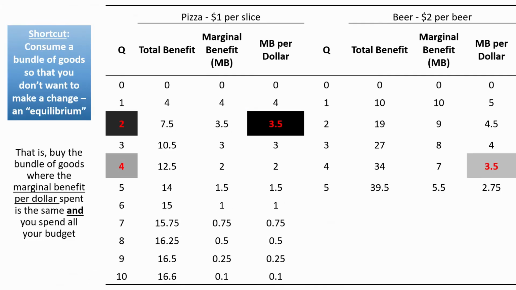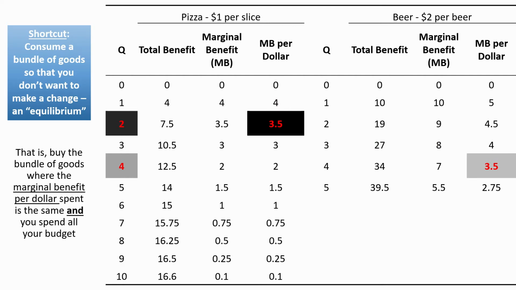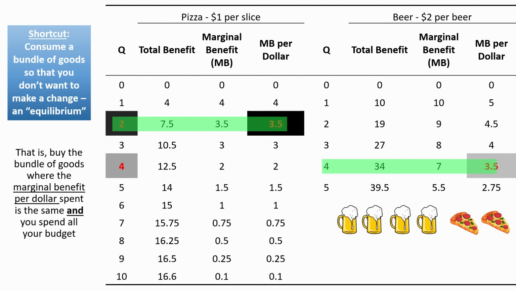As you can see, when the consumer has a marginal benefit per dollar of 4, that's at 1 slice of pizza, you can look across at the table for beer and see that the marginal benefit per dollar is also 4 for beer when there's 3 beers. But the problem is 3 beers cost $6 and a slice of pizza costs $1, so that's just $7. That isn't the solution because it doesn't spend the entire $10 budget. In contrast, when you look at the second slice of pizza, the marginal benefit per dollar is $3.50, and the marginal benefit per dollar of a fourth beer is also $3.50. Curiously, that's the solution we got earlier: 2 slices of pizza and 4 beers.